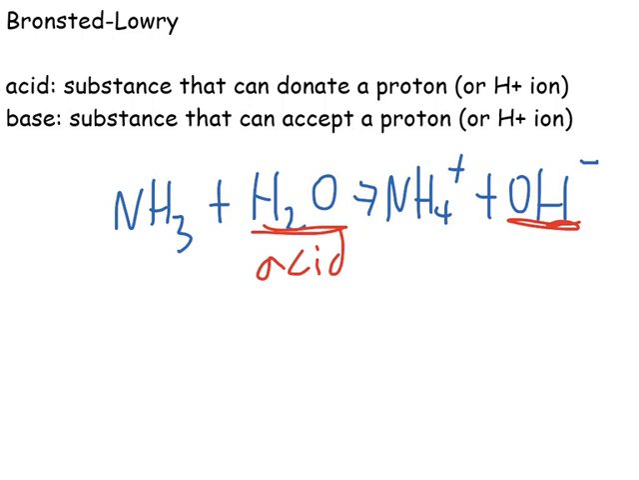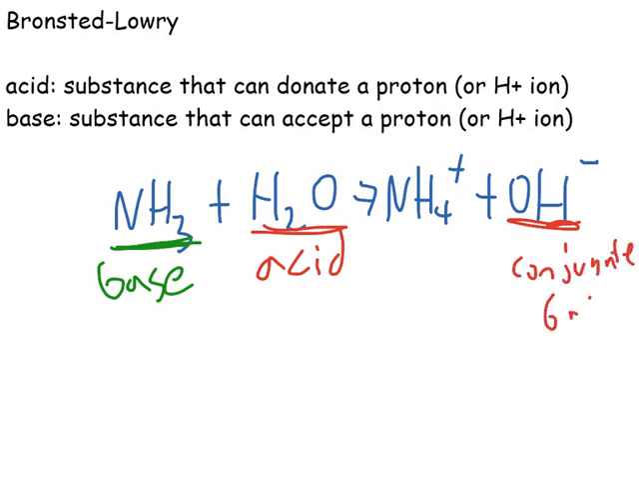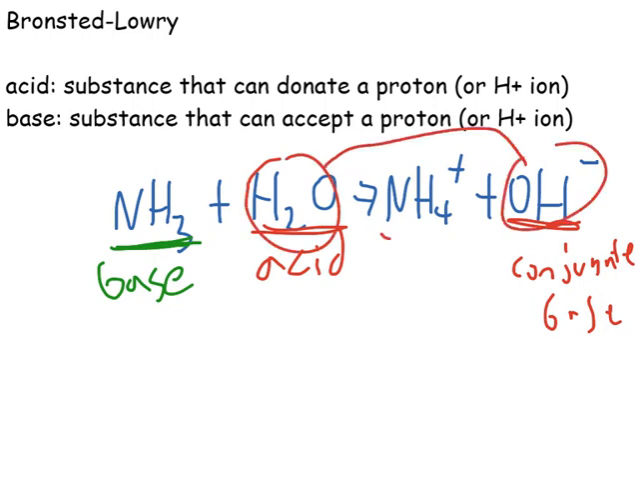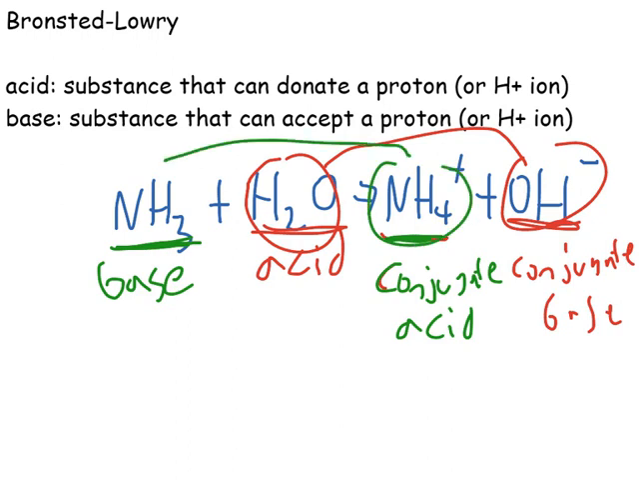And what's going to be the base? Well, the base is what receives the H+ ion. Look at this NH3. It starts off as NH3, but then it becomes NH4+. So we know that this is going to be the base. Just like before, we know that this is going to be the conjugate base, and these guys are going to be a pair. And this is going to be the conjugate acid, so these guys are going to be together.